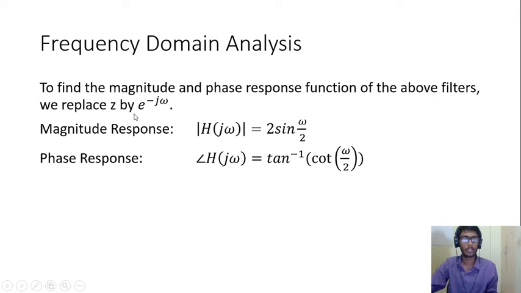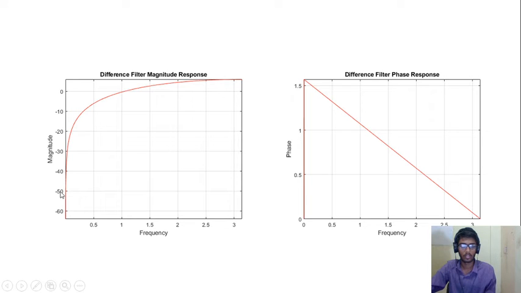Again, we do the frequency domain analysis of this by replacing z with e to the power minus j omega, and we see that the magnitude response is 2 sine omega by 2 and the phase response is tan inverse cot omega by 2. This here is the plot of the magnitude response and the phase response. You can see the variation in the graphs.